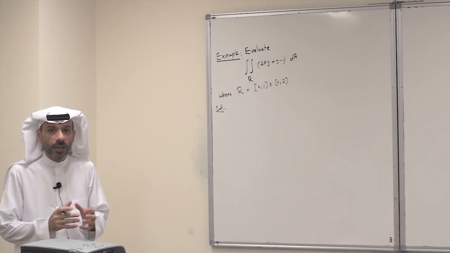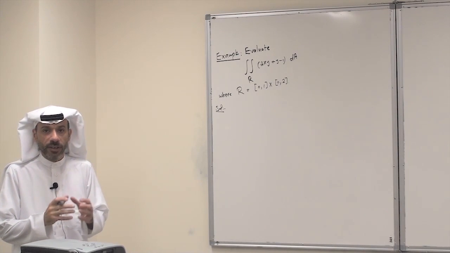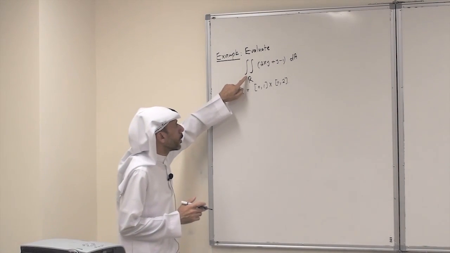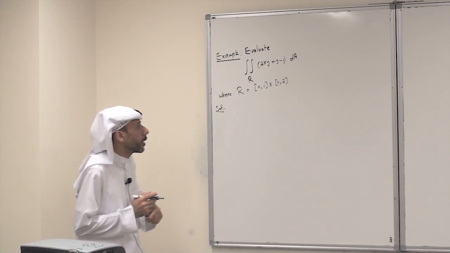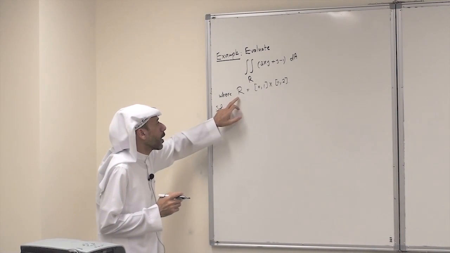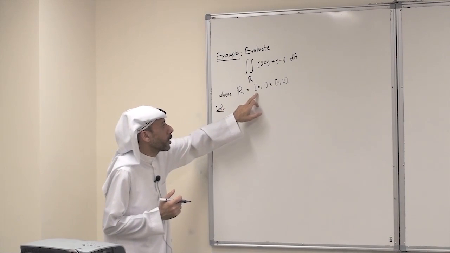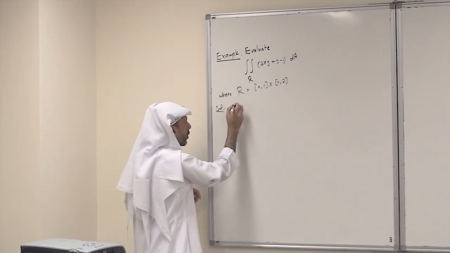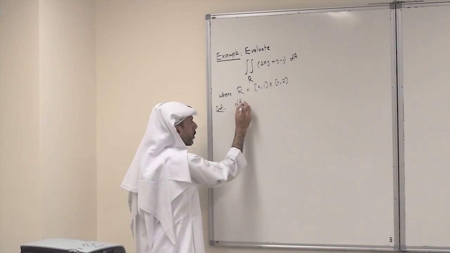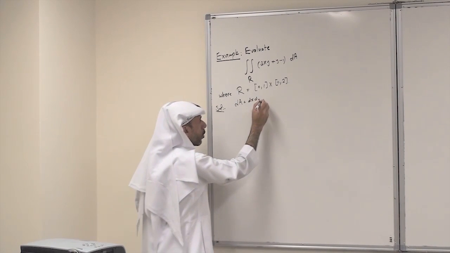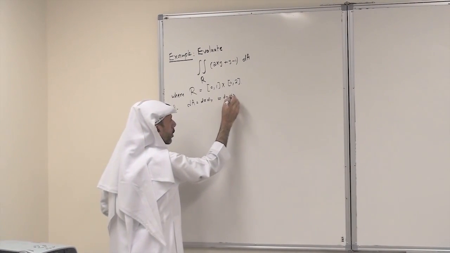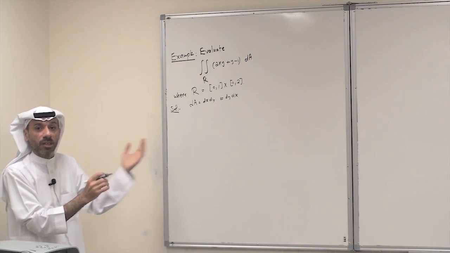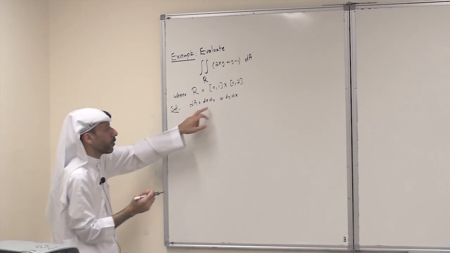Now let's illustrate how to evaluate a double integral over a rectangular region by an example. Evaluate the double integral of 2xy plus y minus 1 dA over the region R, where R is the rectangular region given by [0,1] cross [0,2]. Again, dA is either dx dy or dy dx. If the region R is rectangular, the order is not important. You can choose either one. So let's start with the first one.